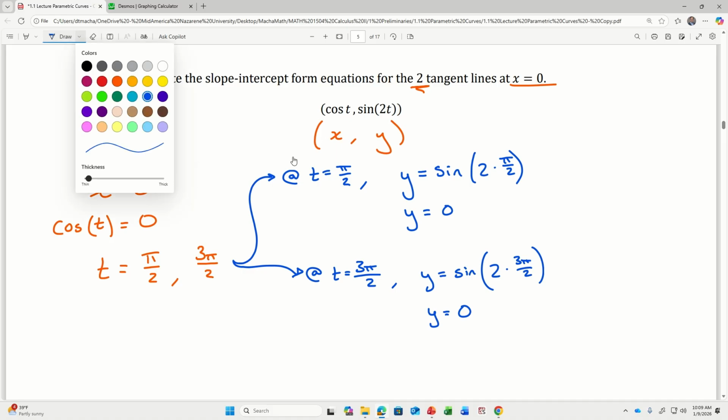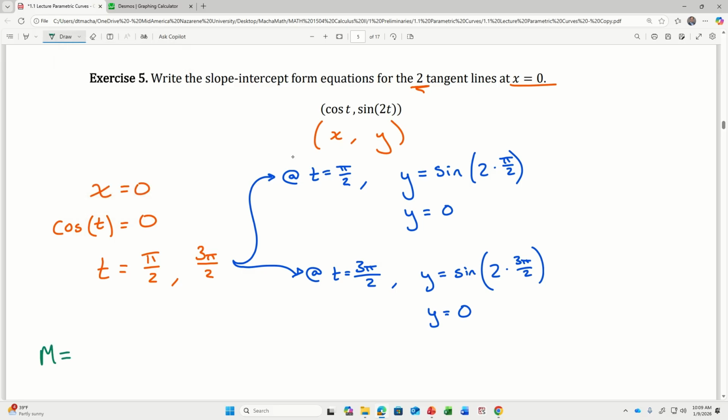To get the slope, we need the change in y over the change in x, which is going to be dy dt divided by dx dt. What's dy dt? We've already done this. We don't have to do it again. The derivative of sine of 2t was 2 cosine of 2t. And then we divide by negative sine of t.